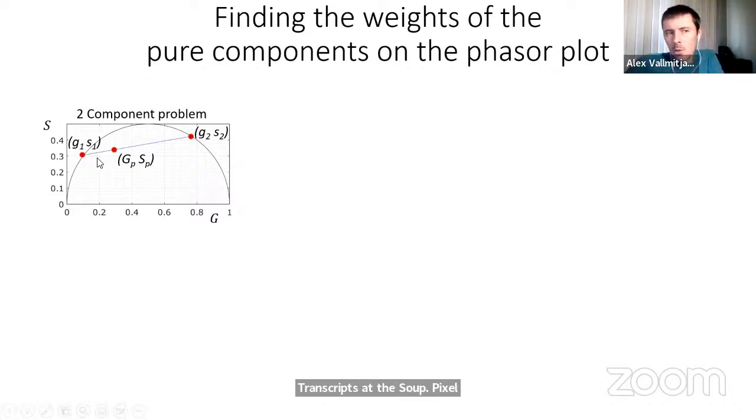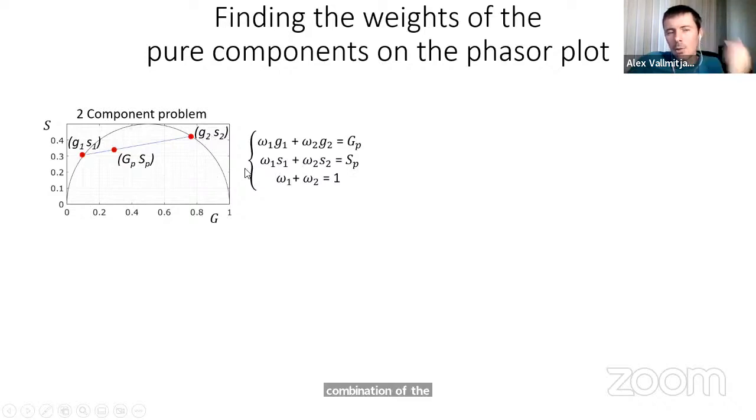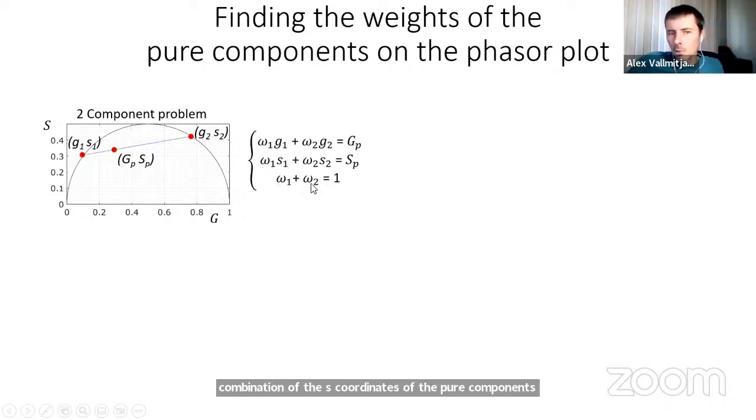So in the case of a two-component problem, this is what I was showing you in the previous slide. You have some data point, the capital G and S. This is your data point, what you're measuring. And the lowercase g and s are the known positions for the pure components that are contributing to your sample. So you know that the G coordinate of your data point has to be a linear combination of the G coordinates of the pure components. The same applies for the S. The S coordinate of your data point is a linear combination of the S coordinates of the pure components. And finally, you know that your fractions should add up to unity.